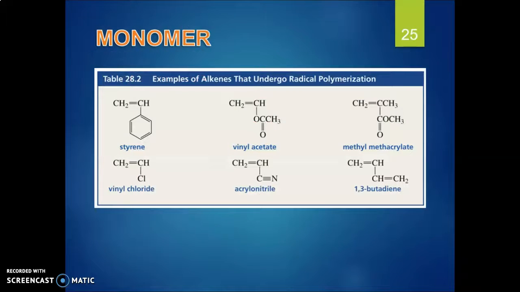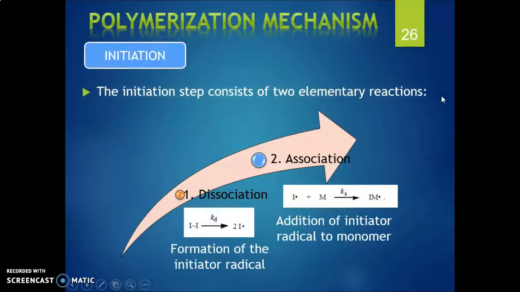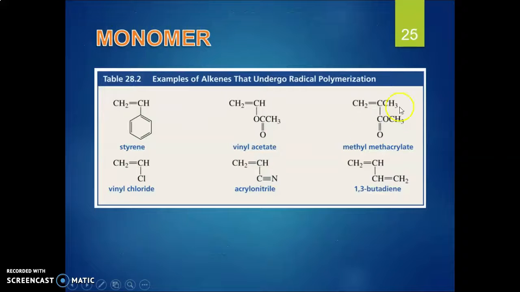Examples of monomers that undergo radical polymerization are styrene, vinyl acetate, NMA, vinyl chloride, acrylonitrile, 1,3-butadiene. So basically, in the final exam, the question can ask any of these monomers or other monomers not displayed here.